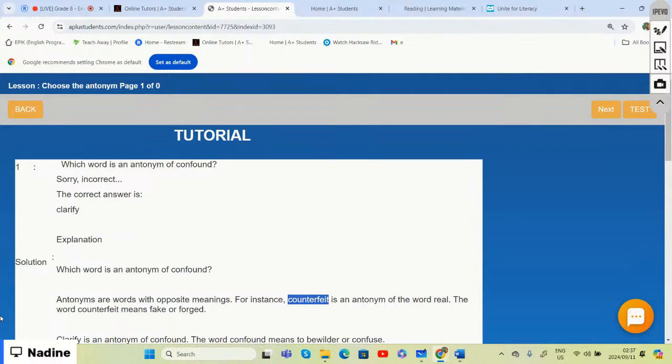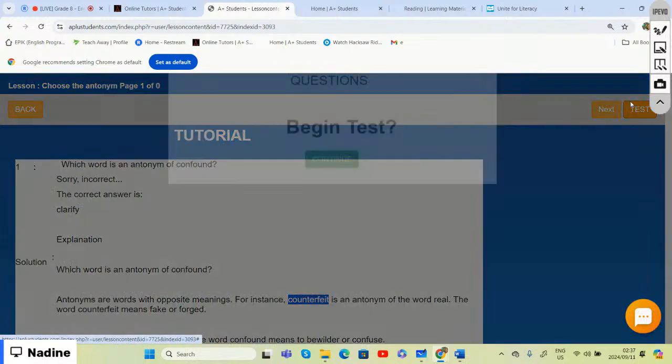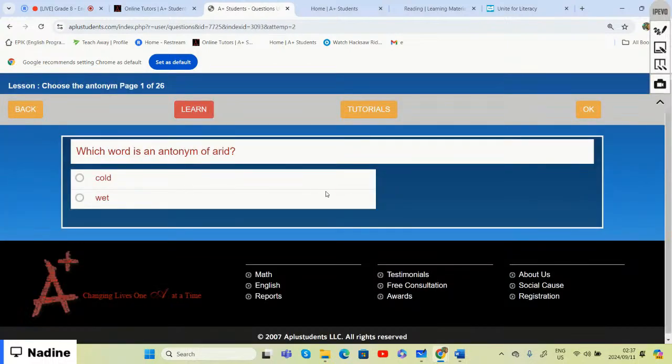Correct, incorrect is opposite. Big, small is opposite. Now we're going to our test where we are going to say which word is the antonym, the opposite of the word. Which word is the antonym of the word arid? Is it cold or is it wet?